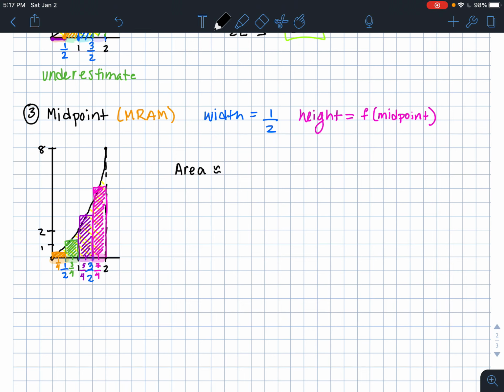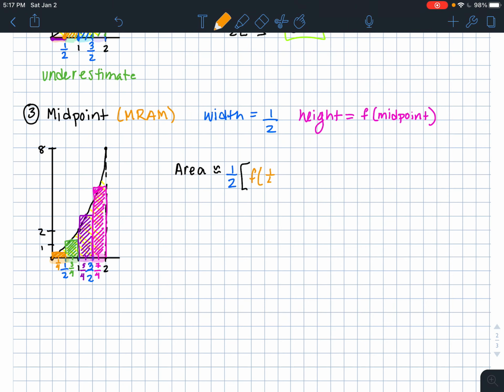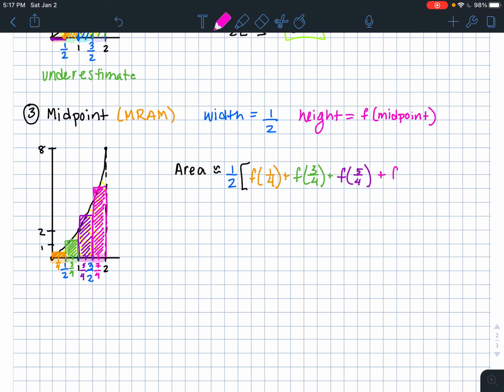So if we go to set up our area approximation, we're going to say the area is approximately 1/2 times, I'm going to just leave it factored out here since we're going to multiply it by all of those heights separately. So that's going to be f of 1/4 plus f of 3/4 plus f of 5/4 plus f of 7/4.